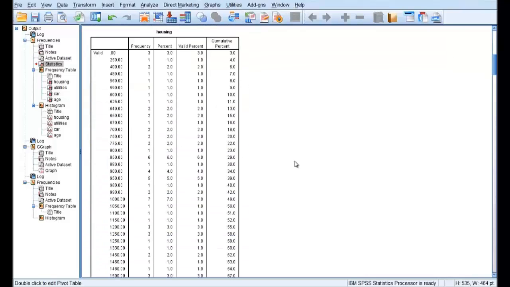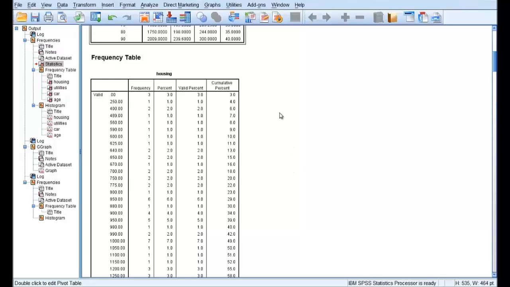As far as frequency tables are concerned, I don't want to spend too much time on those because you should know those pretty well. In a frequency table, for example, for housing, you can see that only about one time do you see a housing cost of $250. That's not that much per month, so that only occurs one time. Whereas if you look over here at $850 per month, that occurs 6 times, so it's much more frequent to see a price of $850 per month. And then you can see that $1,000 per month occurs about 7 times.